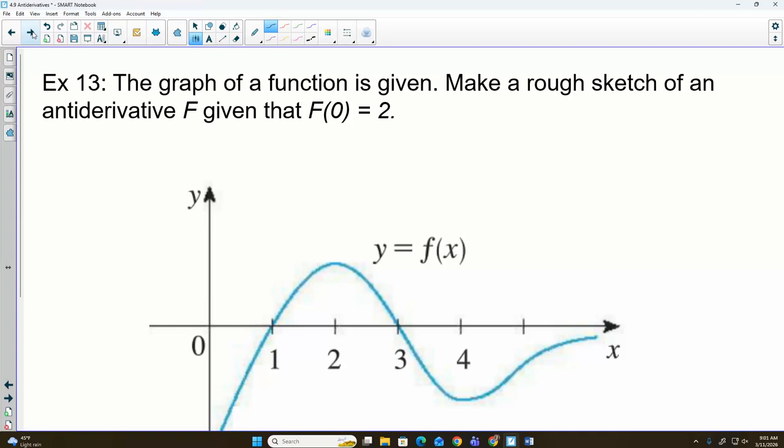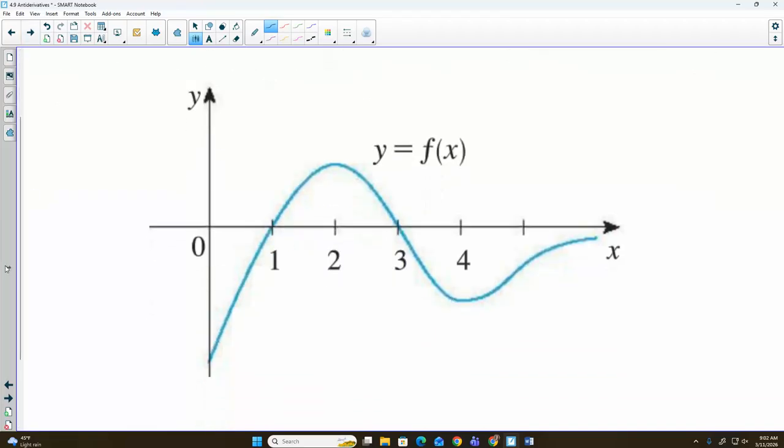So let's look at this one. The graph of a function is given. Make a rough sketch of the antiderivative. Ooh, we spent all this time graphing derivatives. Now we have to think the other direction. Given that f of 0 is equal to 2. So if f of 0 equals 2, I'm giving you a starting point. Okay, so on my original function, when x is 0, it's going to equal 2.